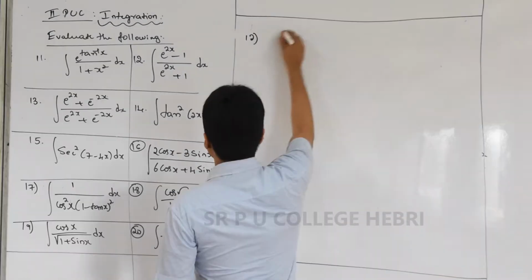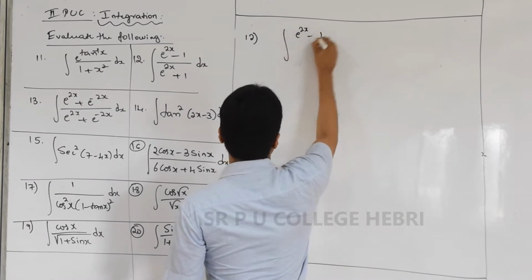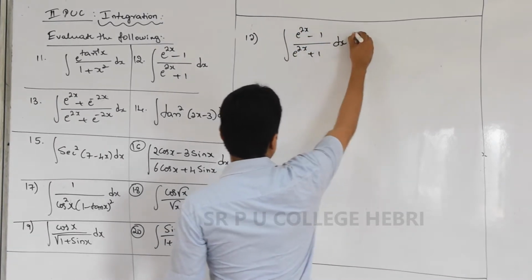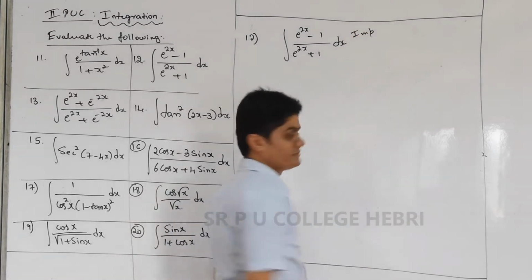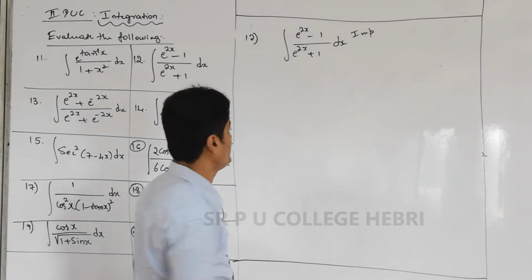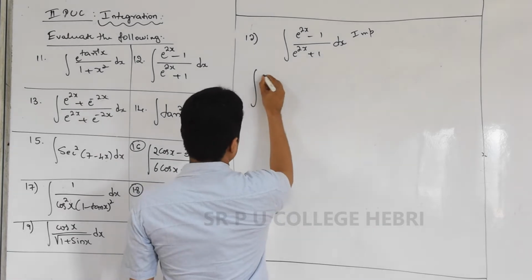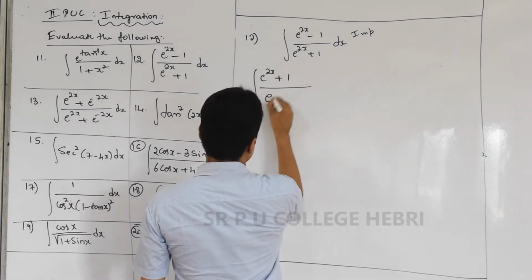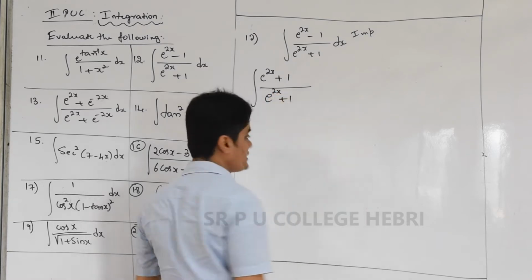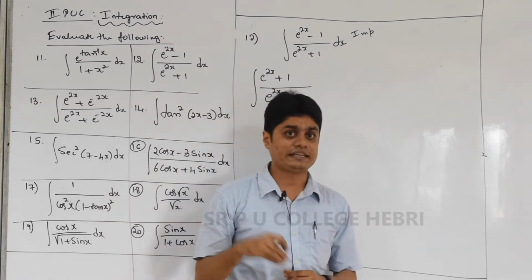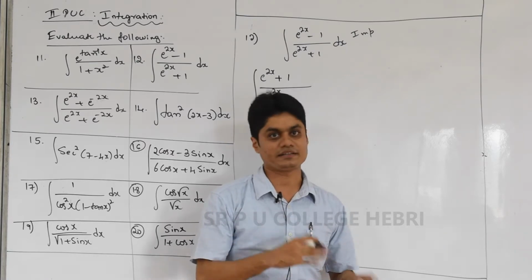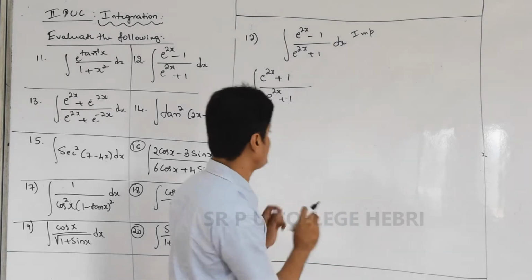Question number 12. Integration of e power 2x minus 1 by e power 2x plus 1. Yes, this is an important question and a little difficult compared to the first one. So you need some rearrangement. See this, you can rearrange like this. First you always bring the denominator term in the numerator. This is one trick you should remember. In integration, you have to bring the denominator term in the numerator, by adjusting the numerator or adding, subtracting, multiplication, division, anything you can use, but adjust it.